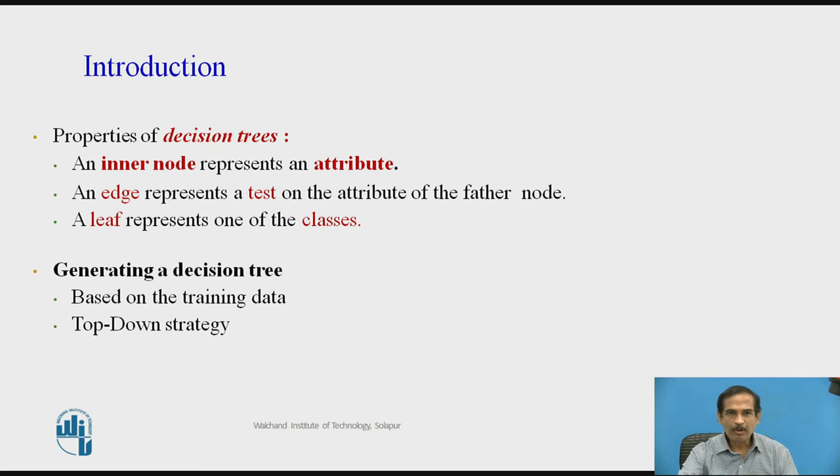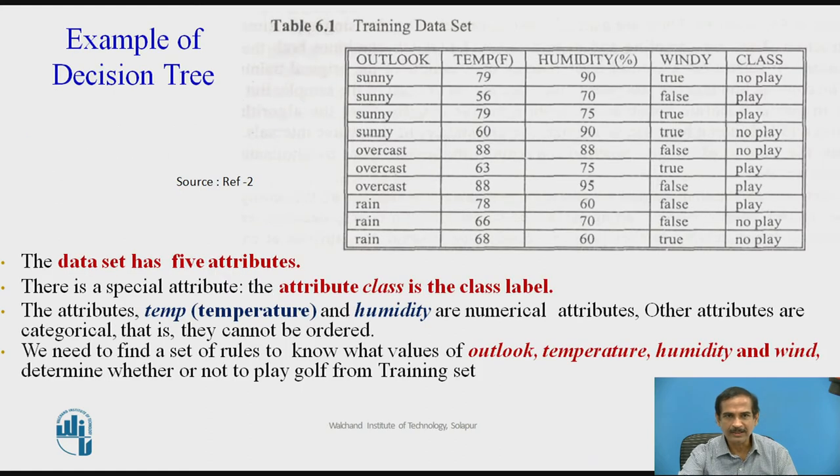When we go for the properties of decision trees, we see that the inner node of a decision tree represents an attribute. The edge represents a test on this particular attribute of the father node, and the leaves give out one of the classes. We generate a decision tree based on the training data which we are going to give to the particular system, and we are going to use a top-down strategy.